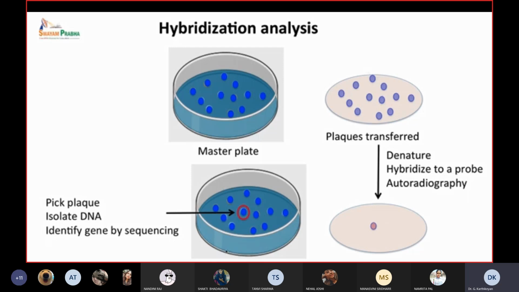So essentially what you have to understand is that you can hybridize whatever, whether it's a plaque, whether it is E. coli containing a plasmid or a YAC or a BAC containing the DNA fragment of your interest, to a DNA probe. As long as you can do that, you can pick up the original clone or original plaque that contains the gene of your interest.